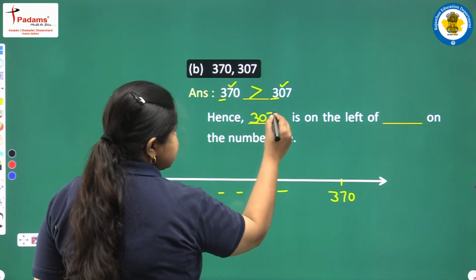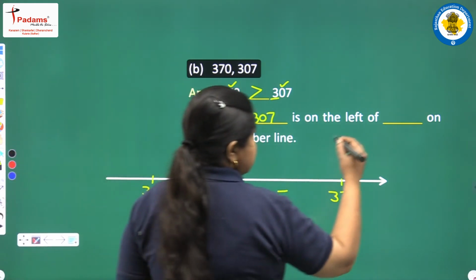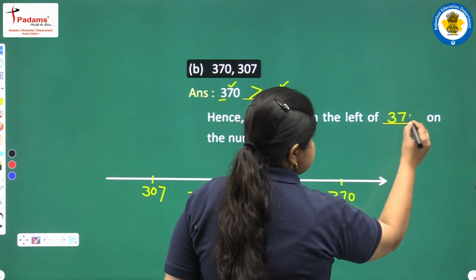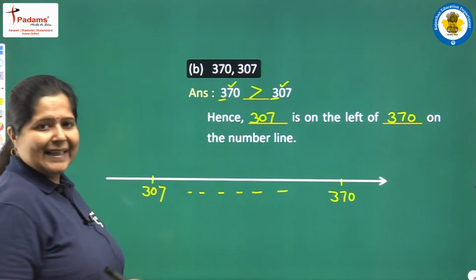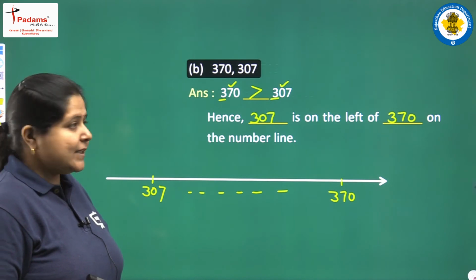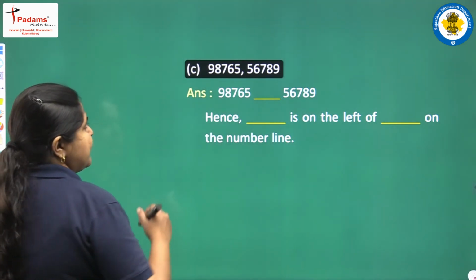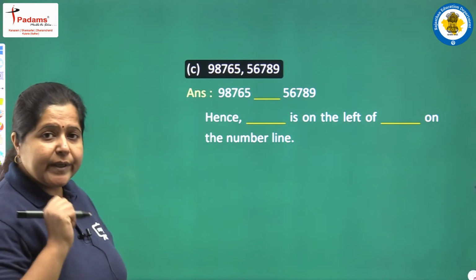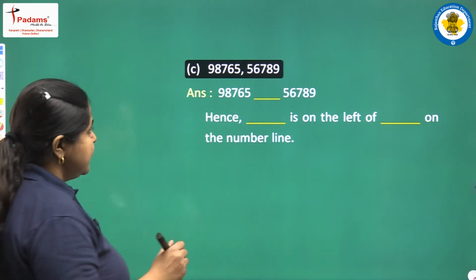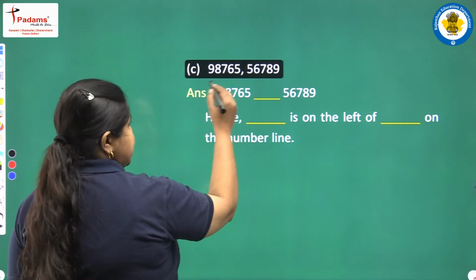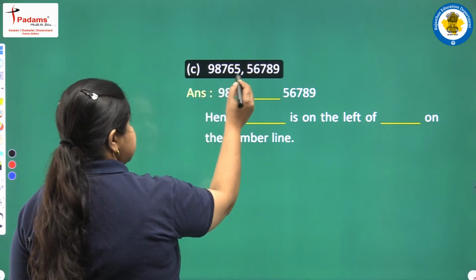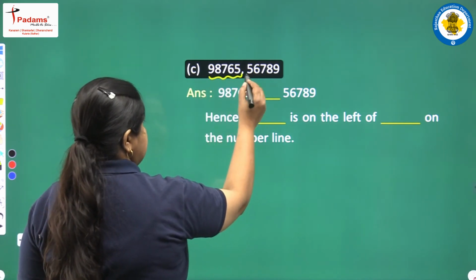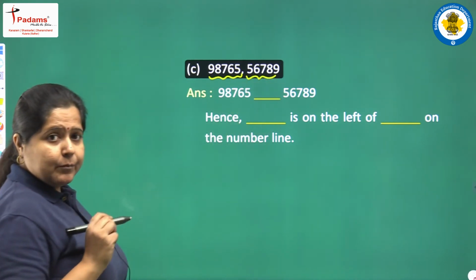Clearly 307 is on the left of 370 on the number line. Okay. We take up two more such cases. We have these two numbers. Again we need to judge which number is greater. Let us count the number of digits in both. It is a 5-digit number, this one, and this one again is a 5-digit number.